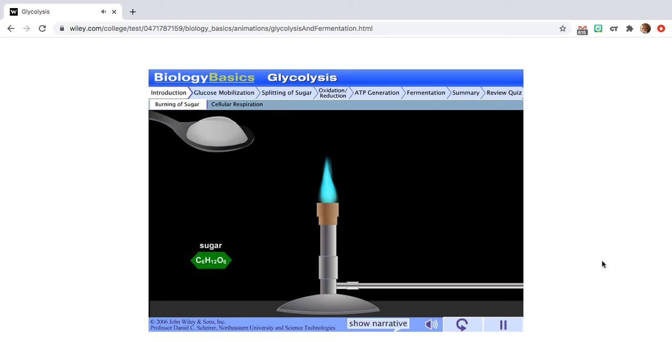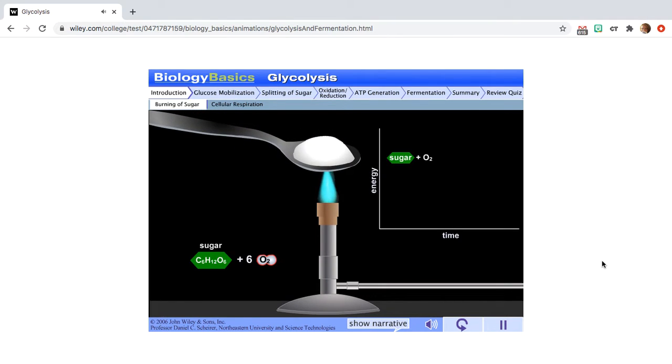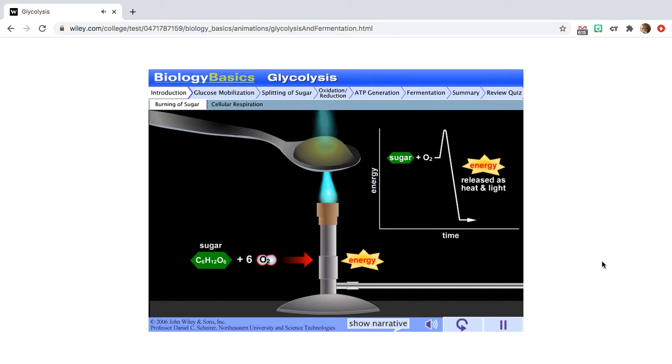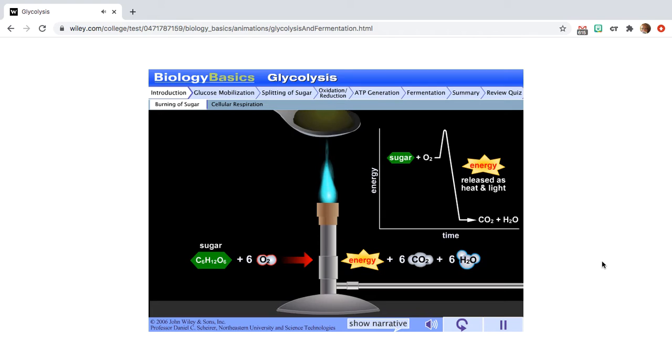Let's take a tablespoon of sugar and ignite it with a Bunsen burner. You see that lots of energy is released during the combustion of sugar. Water and carbon dioxide are also produced. Obviously, this instant and dramatic release of energy from the combustion of sugar would kill the cell or organism.